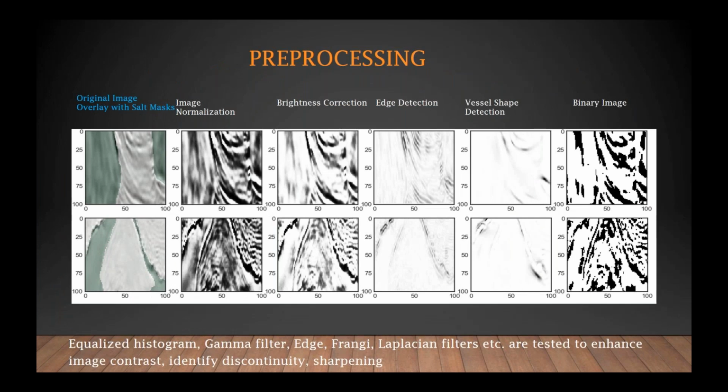And some other pre-processing we tested: image normalization based on adjusting the amplitude histograms to make the distribution equal. This helps boost some weak events and balance the amplitude. Some brightness corrections with nonlinear operations, edge detection with gradient calculation, vessel shape detection, which usually detects the tube structure or container structure, and binary images to help identify the boundaries.